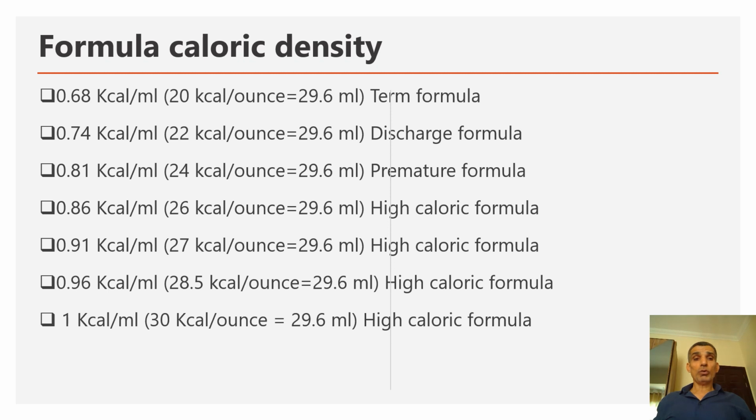And then you need to state what is the density or the caloric density of the formula you're prescribing. Are you using the 20 kilocal per ounce formula, which is usually called term formula, or you're using the 22 kilocal formula, which is what again was called discharge formula, or you're giving a high caloric density formula, 24 kilocal formula, or a premature formula, or using more concentrated formula for additional nutritional values, high caloric density formula like 26, 27, 28, and even 30 kilocal per ounce formula.